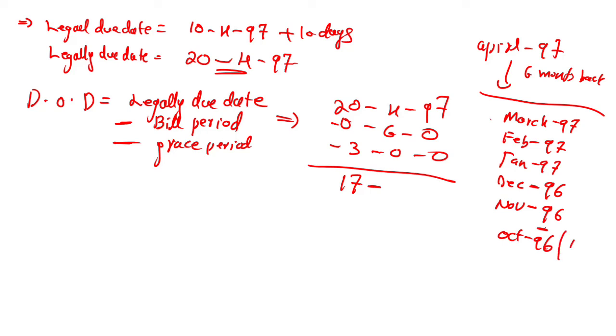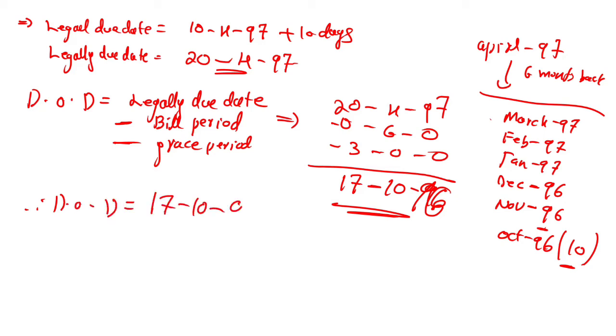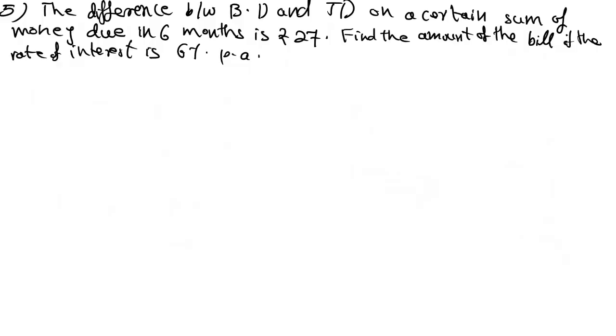October means it's a 10, so 17 10 96. See, it's 96, not 97. Why? You're going 6 months back, which means the year will change. So date of drawing is equal to 17 10 1996. Be careful while calculating date of drawing. If you cross January going back, the year will change. See the next question.